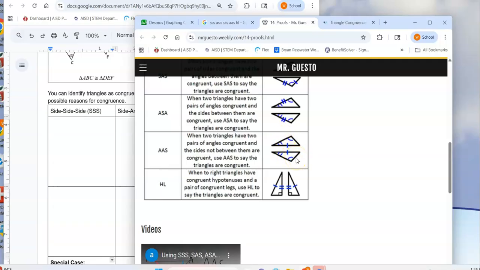And the final one, HL, only works if we're talking about right triangles. If you're given a right triangle and you're given that two of the sides are congruent, that's enough information to say the third side is congruent because of the Pythagorean theorem. And that also is enough information to say the angles are congruent because of, well, trigonometry. So the HL one only applies to right triangles.